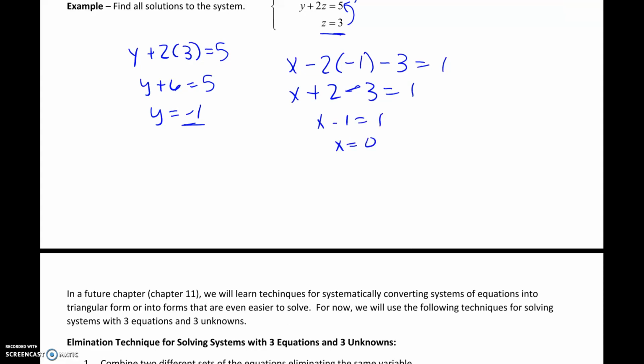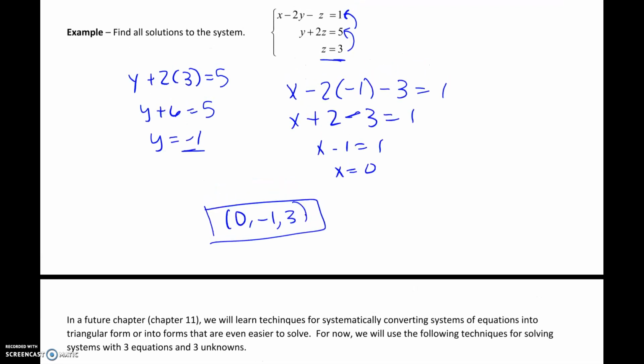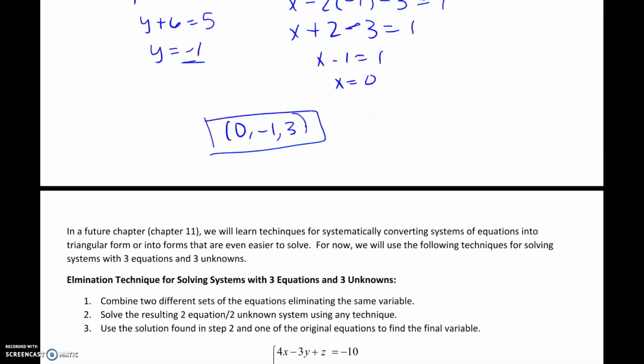It's a 3D point now. Our solution is 0, -1, 3. You write it in alphabetical order, or you write it in the order that the letters were given to you. So you're given the order x, y, z, so your answer is going to be x, y, z. So if you decide to write it in a different order, your answer is going to be wrong. So make sure you write it in the correct order.